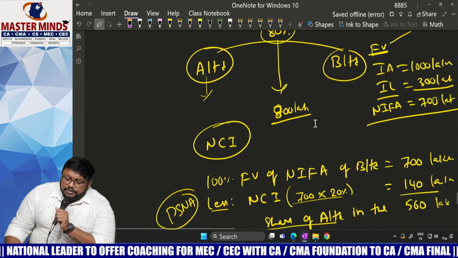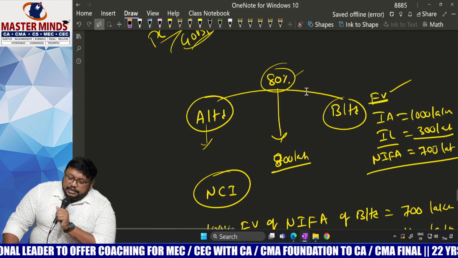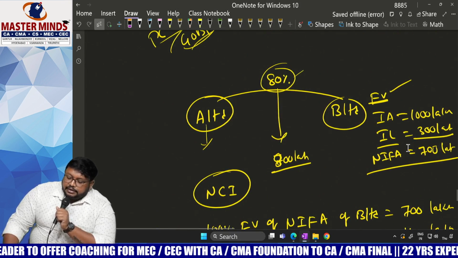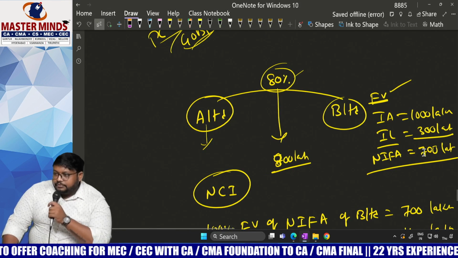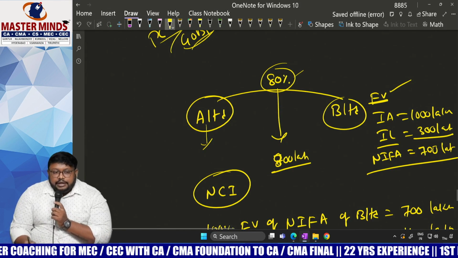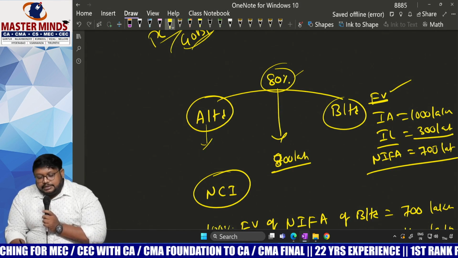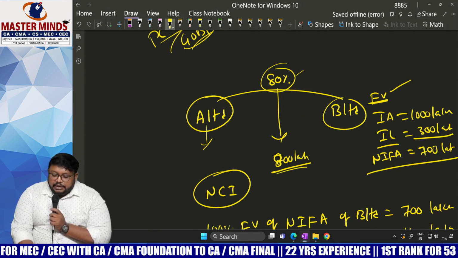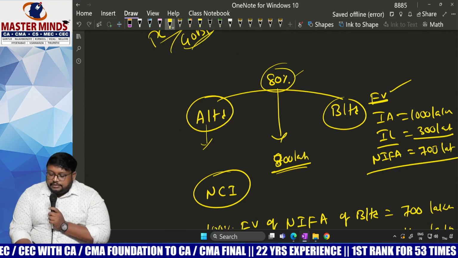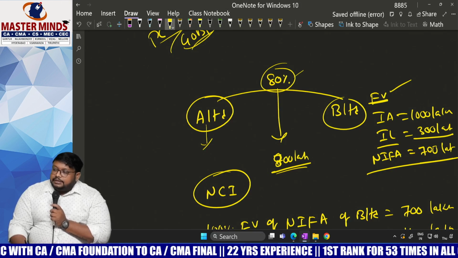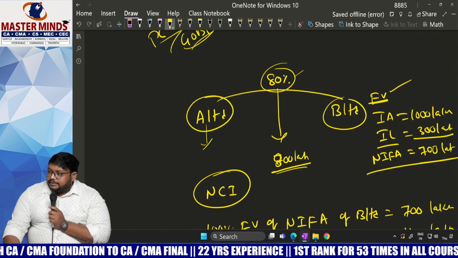Okay, same question. A Limited, B Limited, 80% acquisition, 800 lakhs consideration, 700 lakhs net assets. That is what the question is. A Limited acquired 80% of stakes in B Limited by paying 800 lakhs consideration, and 700 lakhs is the net assets.